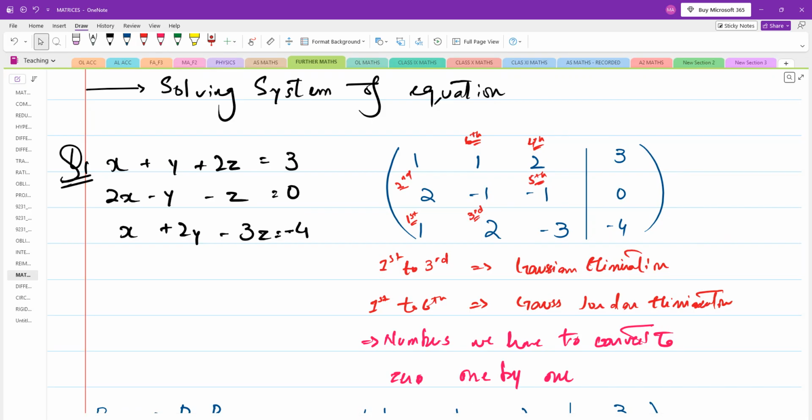The syllabus does not require you to know what Gauss-Jordan is, what Gaussian elimination is. You don't need to know what these are, but you need to know how to apply them in case you have to solve a system of linear equations. Is that clear? All right, moving on.